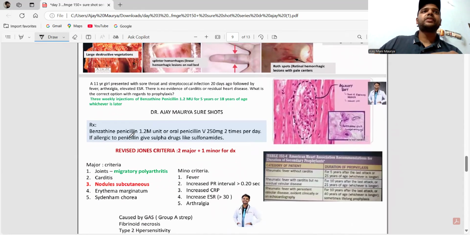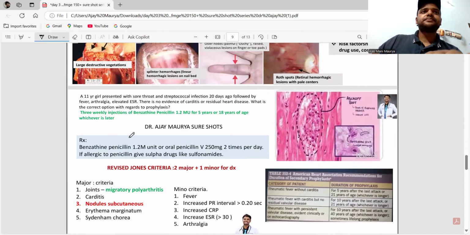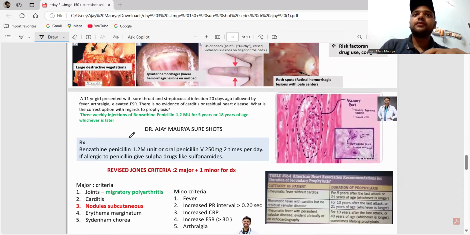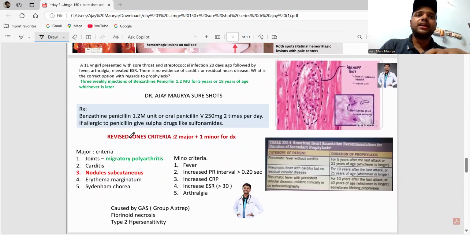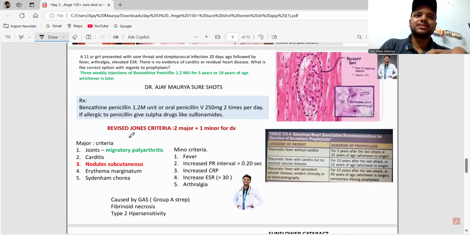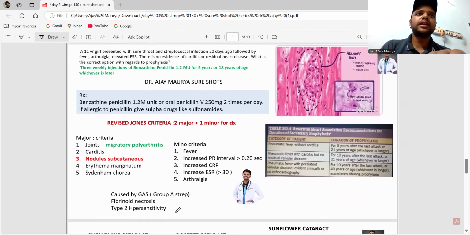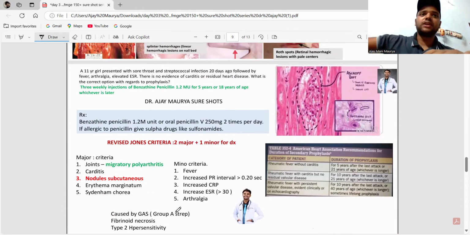Next one. This is rheumatic fever. First of all, remember it is caused by Group A Streptococcus. It is a type 2 hypersensitivity reaction. Now please watch this one.